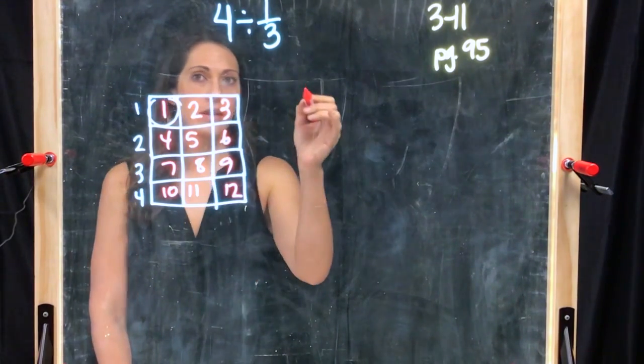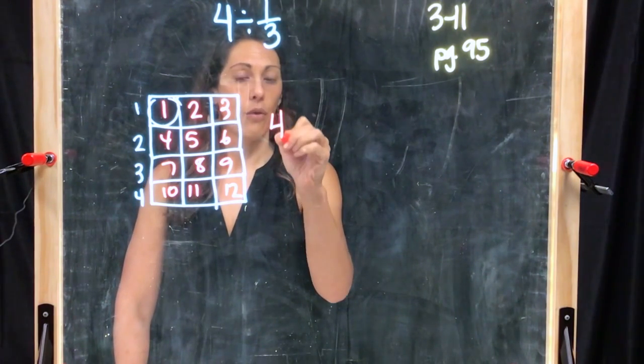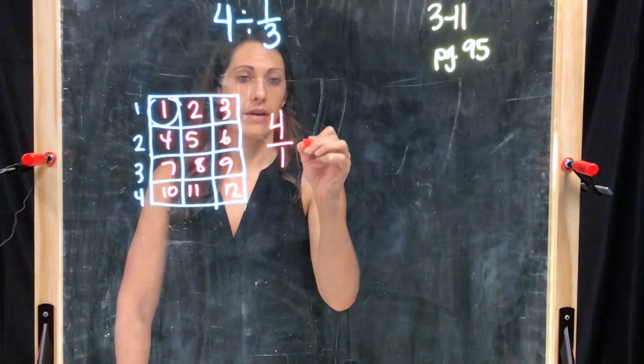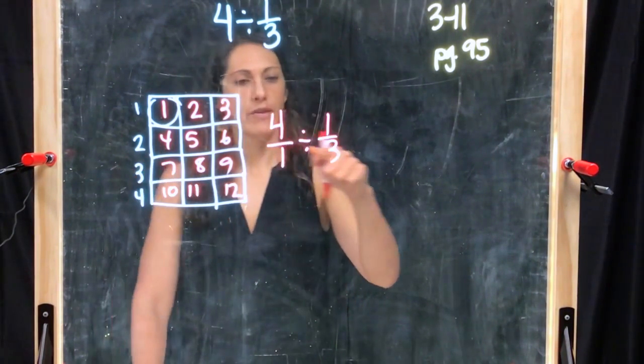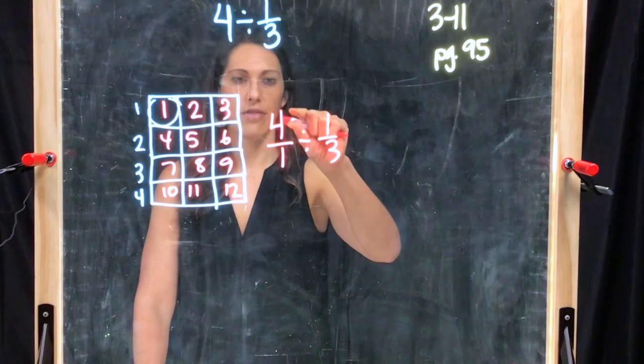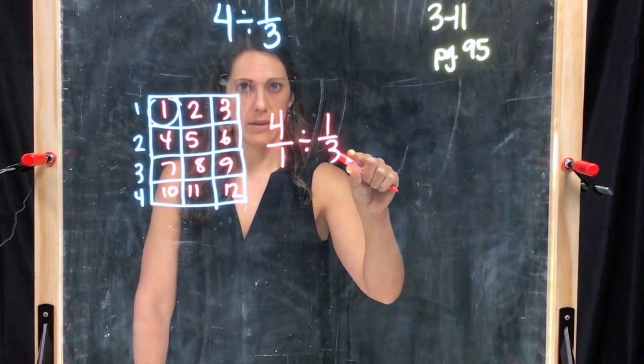Okay, so what this would look like if I was writing it out would be 4, I would put that over 1, divided by 1/3. The reason I put that over 1 is because whenever you divide and multiply fractions, you should have the numerator over the denominator and then a numerator over a denominator, okay?